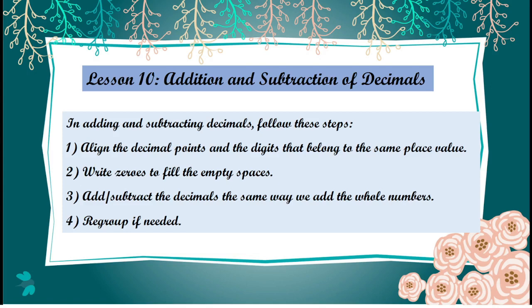Don't forget, in adding and subtracting decimals, we follow these steps. First, make sure to align the decimal points and the digits that belong to the same place value. Second, we write zeros to fill the empty spaces. Third, we can now add or subtract the decimals the same way we add whole numbers, regroup if needed, and make sure to put the decimal point in its proper place.